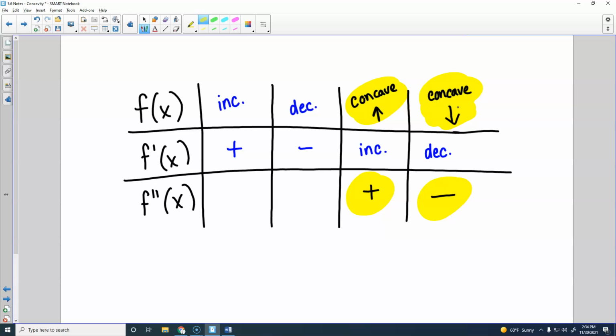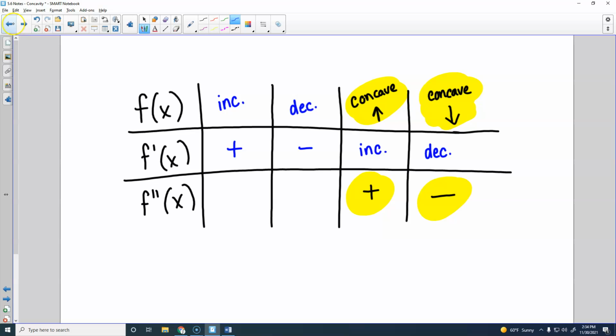Say that again. Unless they give you a graph, yes. No? Not right now. We need to stay here.